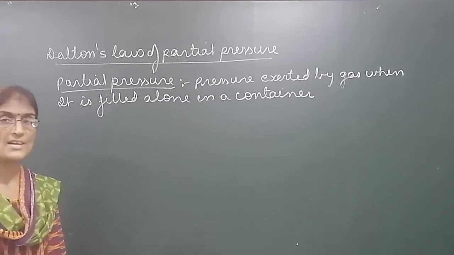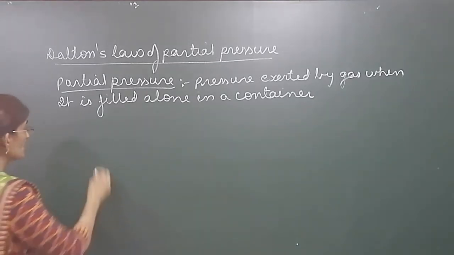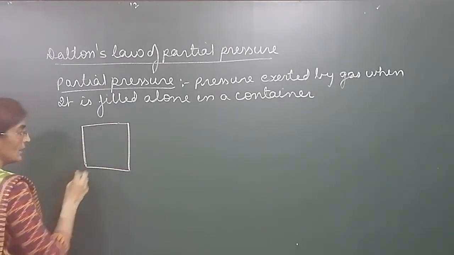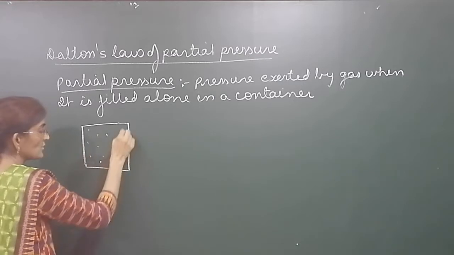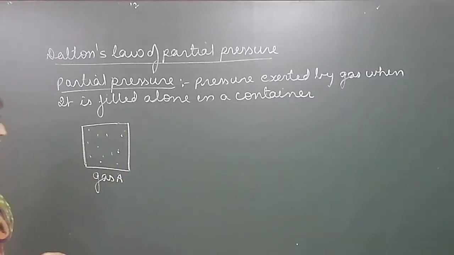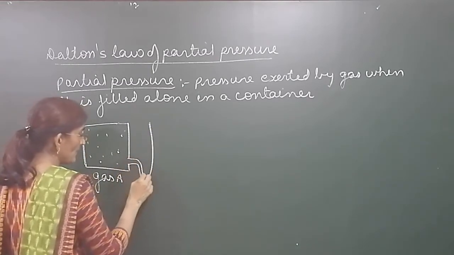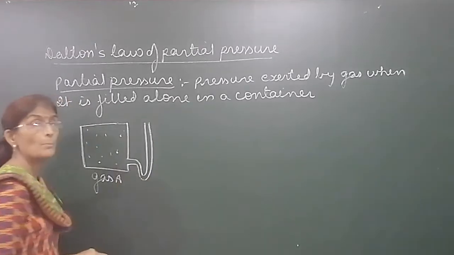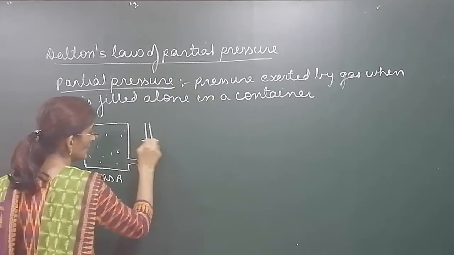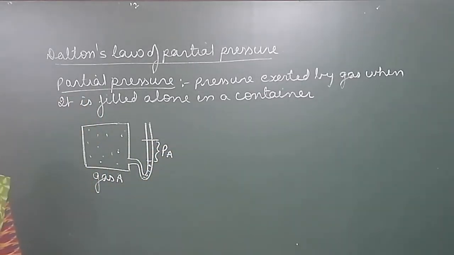Notice Dalton's law of partial pressure. I'll give you one diagram and show you. Suppose we have these three containers, same volume, and a known mass of gas A is filled in it. Here a manometer is applied. A manometer is an instrument by which pressure can be measured. Mercury is filled in it, suppose the mercury level rises to here. This is PA, which is the partial pressure of gas A.